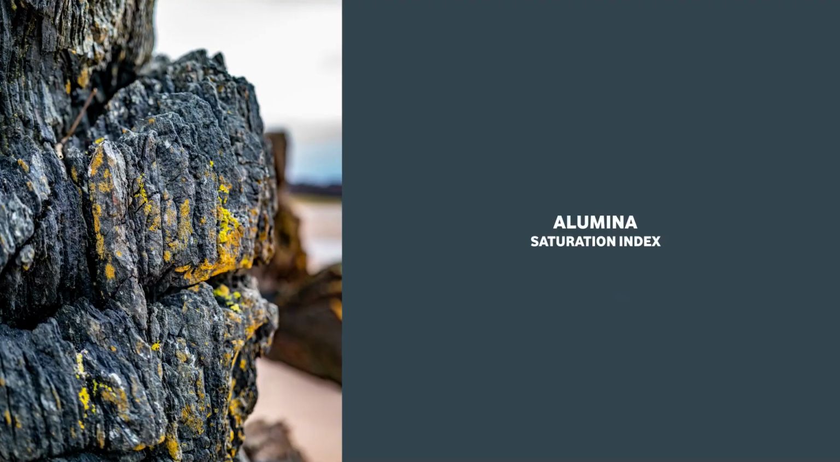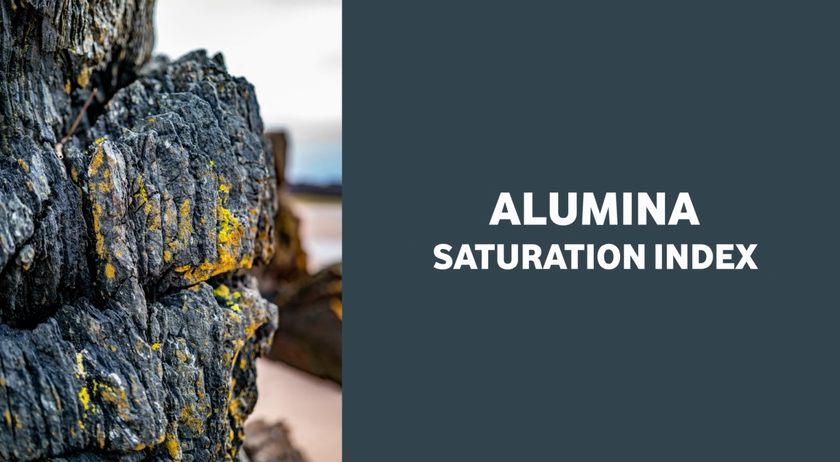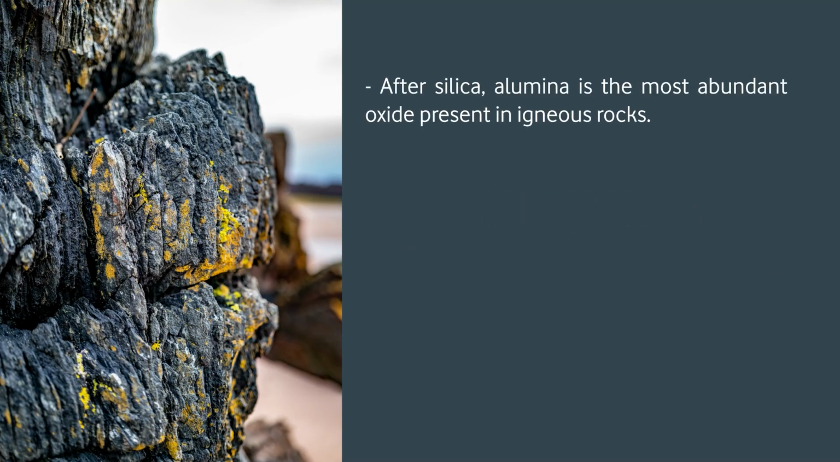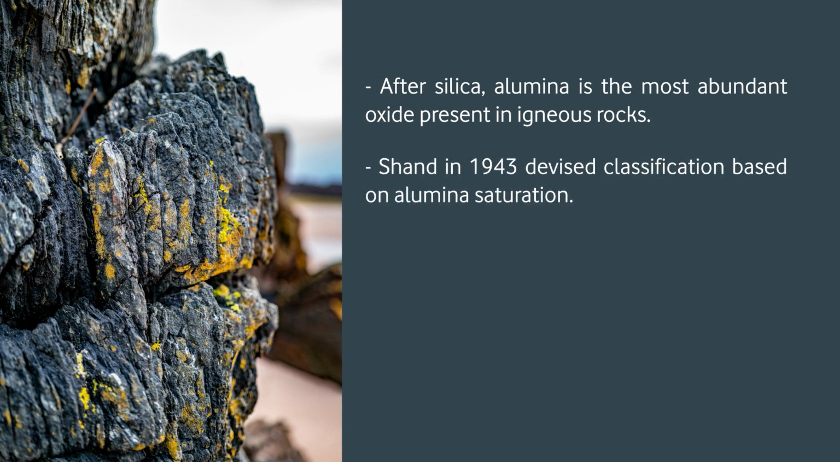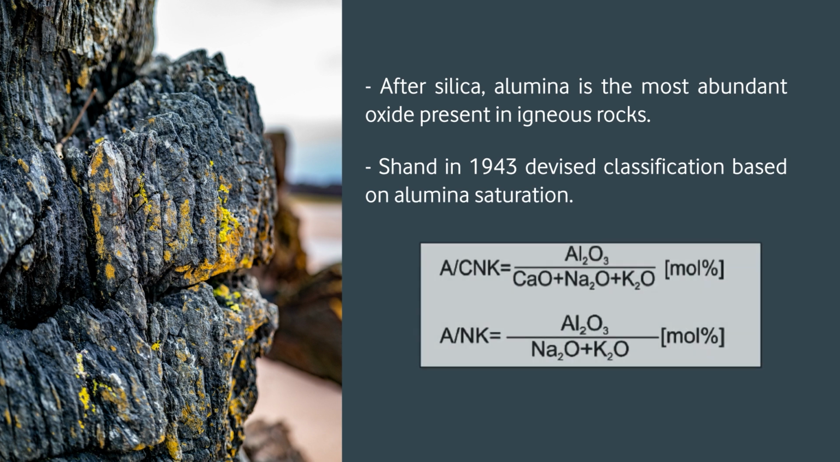The next classification is based on the alumina saturation index. After silica, alumina happens to be the most abundant oxide present in any igneous rock. Shand in 1943 devised a classification based on the alumina saturation index.